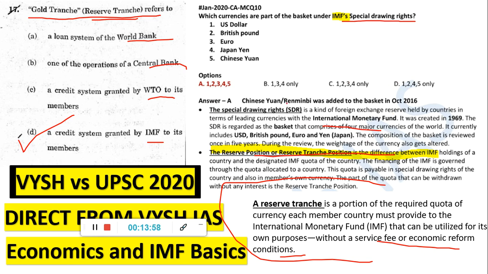Questions like these can also come, like which currencies are under the basket of the IMF. The Chinese renminbi was added in 2016, but till now UPSC has not asked it directly, though the yuan was asked in a different way. So memorize this. All these 5 are part of the IMF's special currency basket.